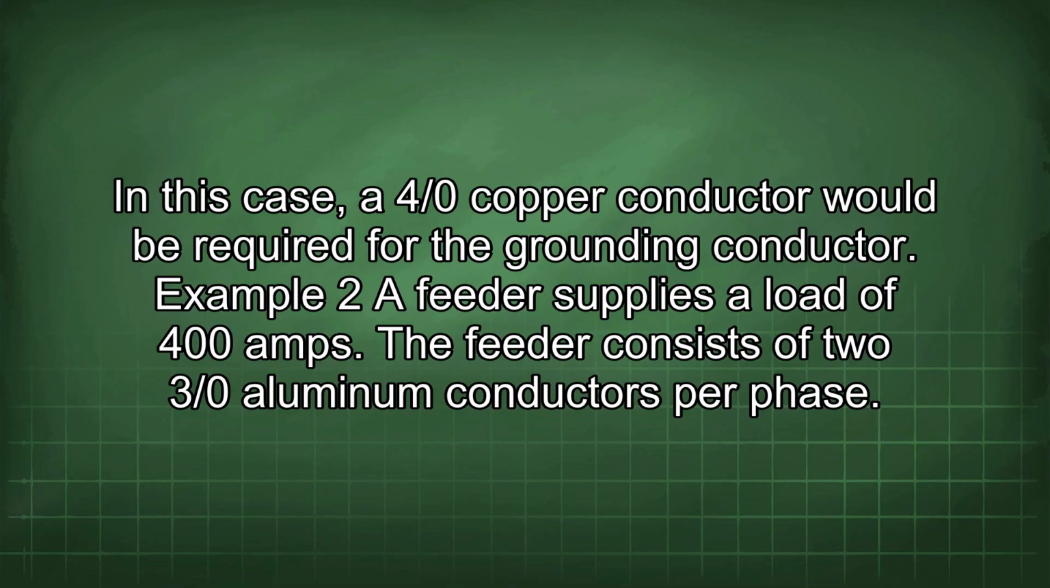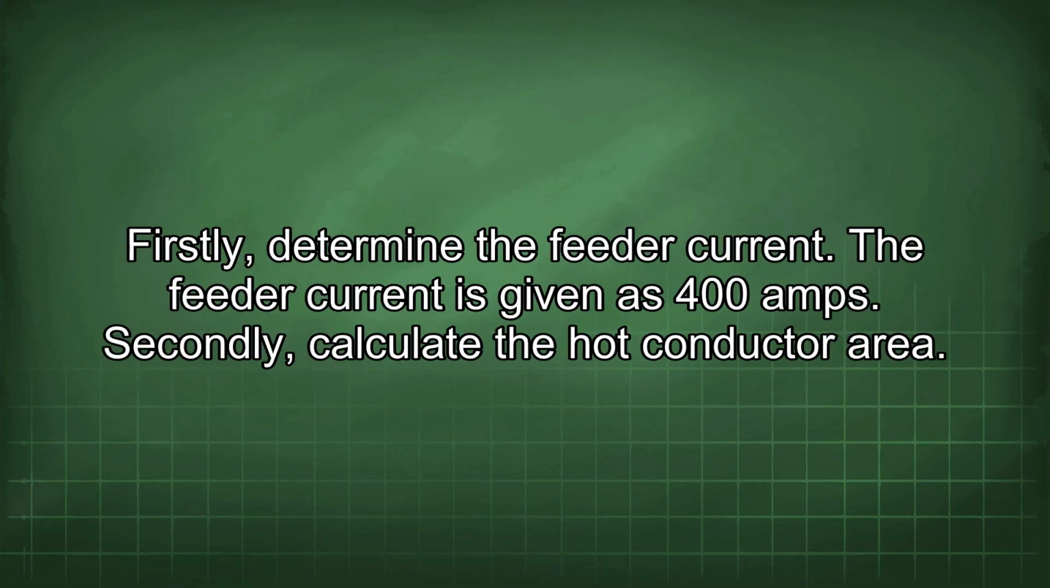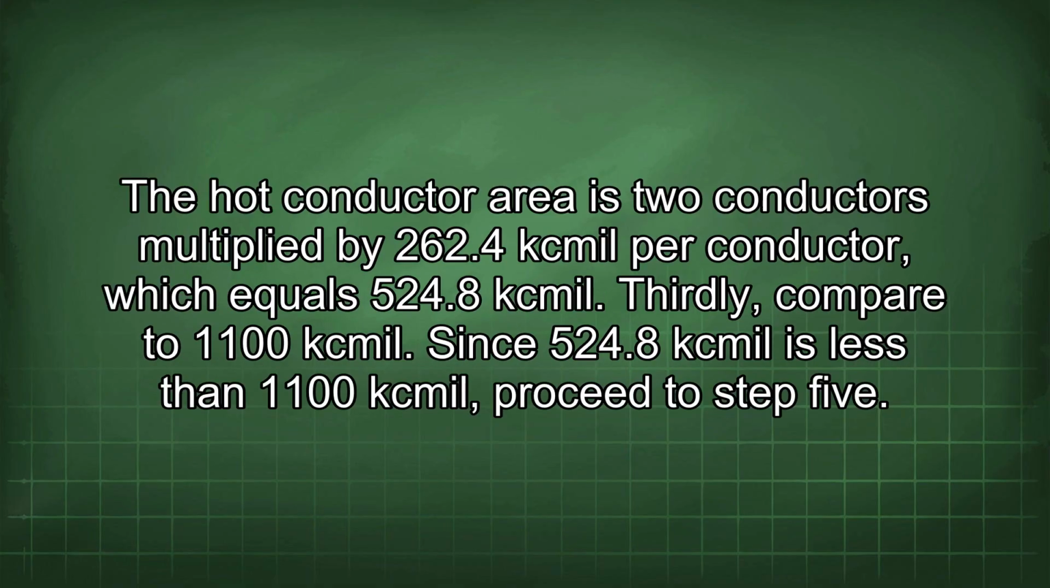Example 2: a feeder supplies a load of 400 amps. The feeder consists of 2 3/0 aluminum conductors per phase. Firstly, determine the feeder current. The feeder current is given as 400 amps. Secondly, calculate the hot conductor area. The hot conductor area is 2 conductors multiplied by 262.4 kcmil per conductor, which equals 524.8 kcmil.